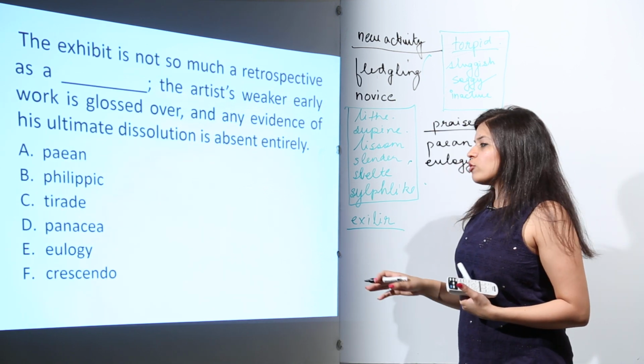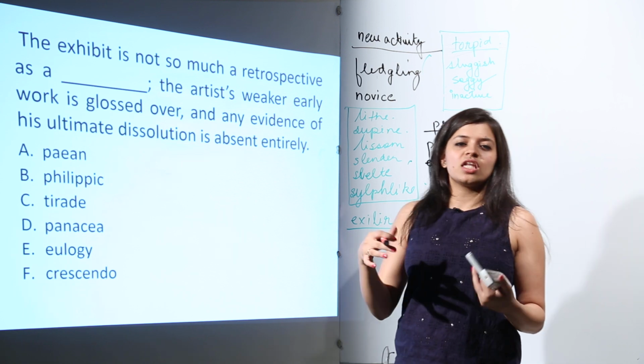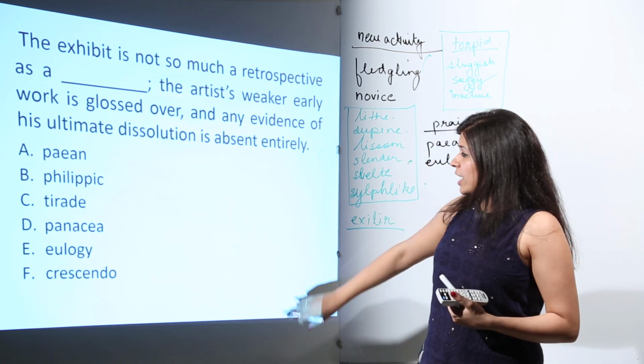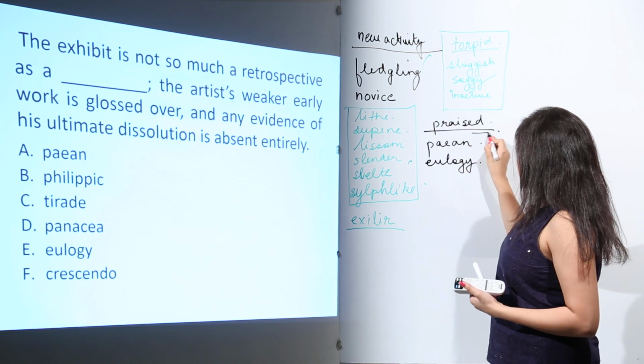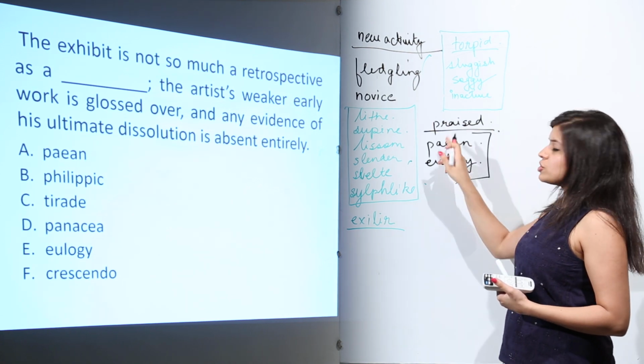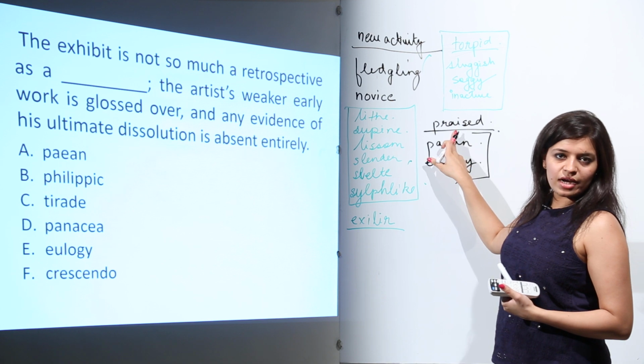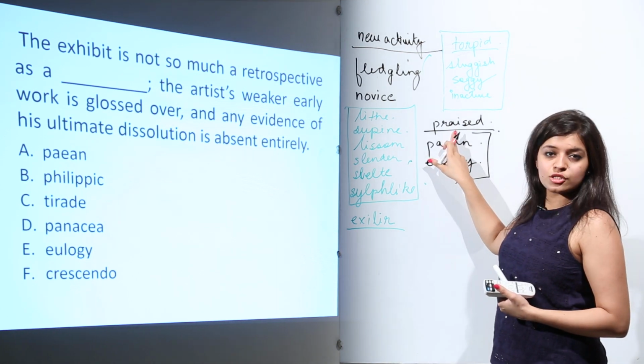Crescendo. What does crescendo mean? Crescendo means gradual increase in volume. Crescendo thus also cannot be part of this blank. So we have chosen two words, that is paean and eulogy, which match our keyword that we had chosen for this blank, that is praise.